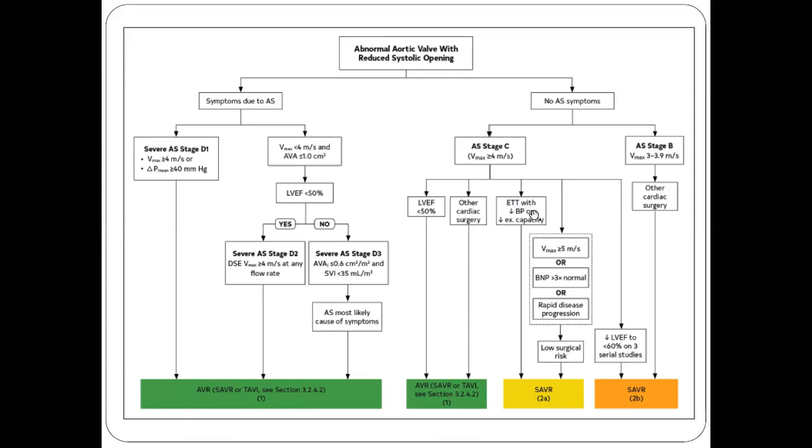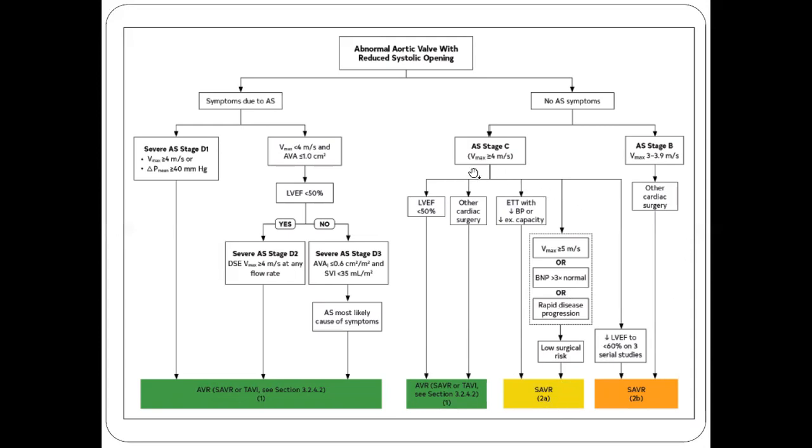And if the patient has asymptomatic severe AS with decreased BP response on exercise or decreased exercise capacity, then surgical aortic valve replacement is done as a class 2a recommendation. Or in patients with Vmax more than 5 meters per second, or if the brain natriuretic peptide is more than 3 times normal, or if there is rapid disease progression with low surgical risk, then also surgical aortic valve replacement is done, that is a class 2a recommendation.